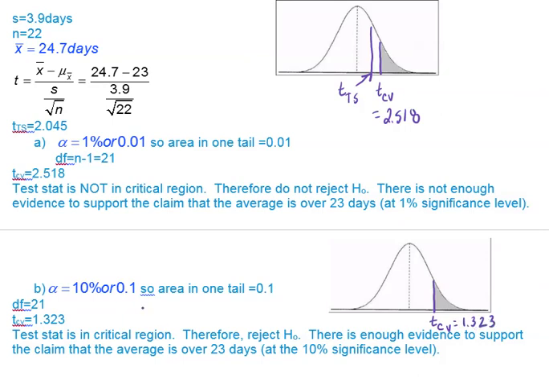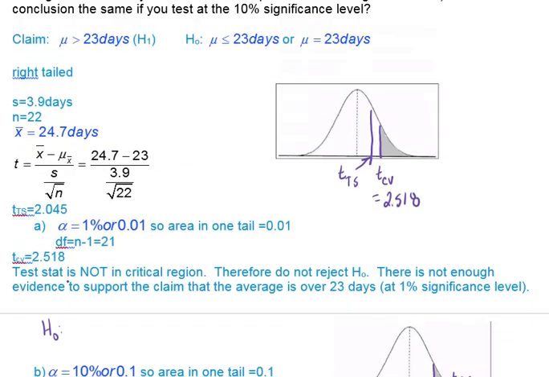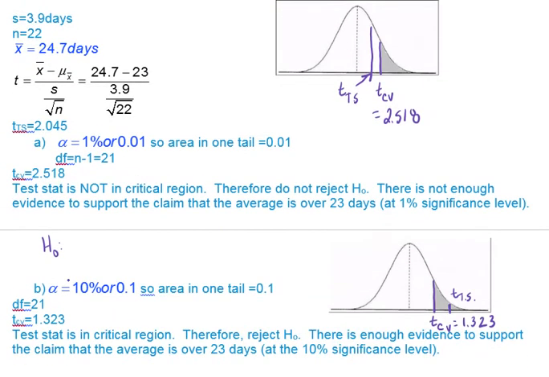So if we compare that same test statistic of 2.045 now, it's going to be way over here. So this time our test statistic is in the critical region, so we're going to come to the other conclusion. Of those two, H0 and H1, we're rejecting H0. I'm actually just going to repeat those two down here for this question. So our H0 is that it's equal to 23 days, and our H1 is that it's greater than.